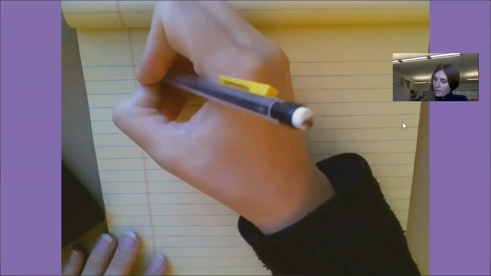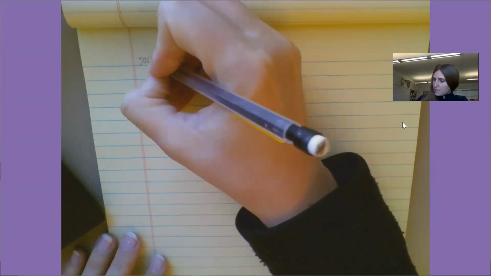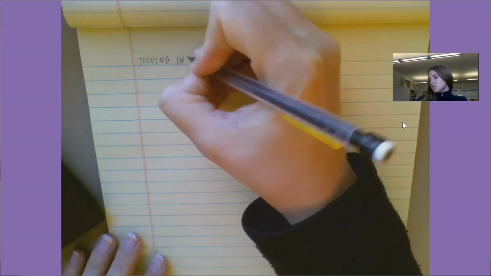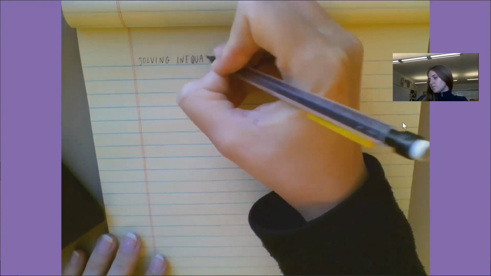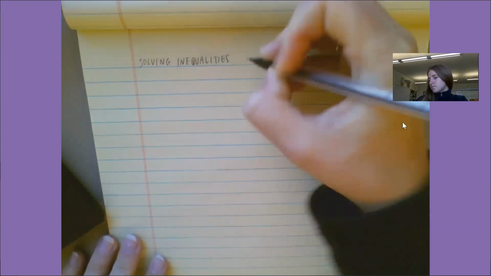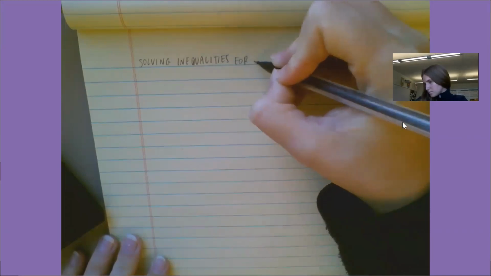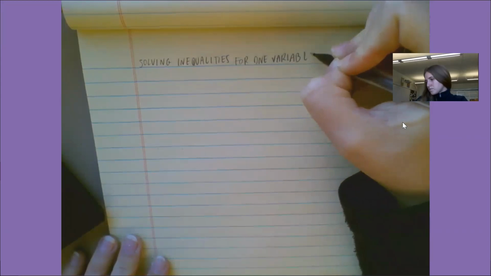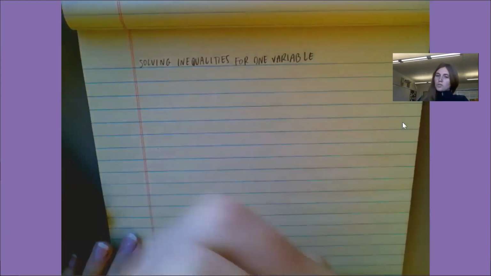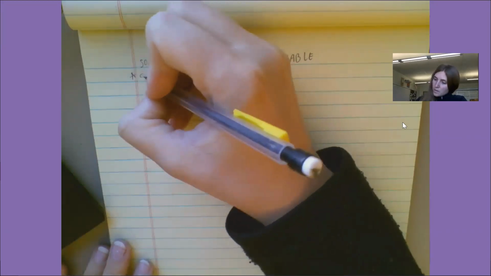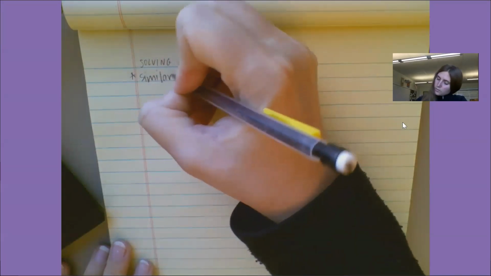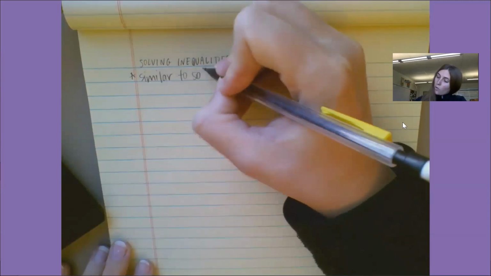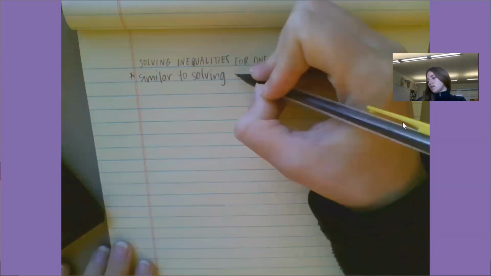All right, so now we're going to talk about solving inequalities for one variable. Solving inequalities for one variable is really similar to solving equations in one variable.